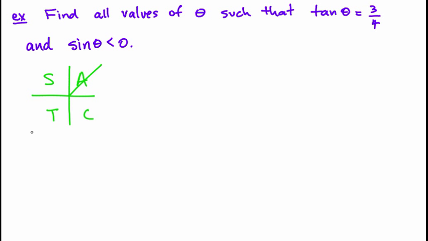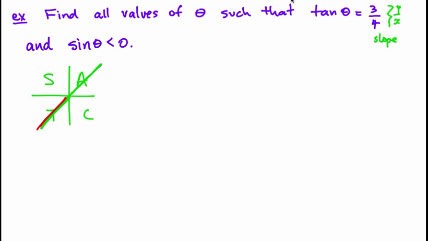Tan is positive in the first quadrant, where they're all positive, and in the third quadrant, where just tan's positive. And tan, by the way, is y over x, and it's the slope. So you can see the slope of this line is positive and the slope of this line is positive. Just a little connection for you. And we also need sine to be negative. Well, they're all positive in the first quadrant, but sine is negative in this third quadrant.